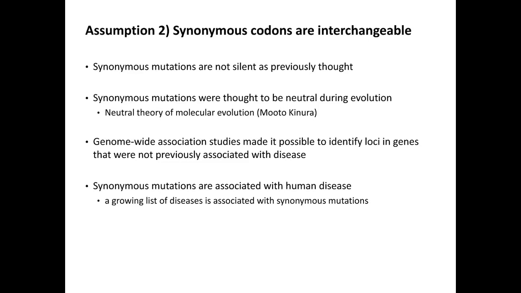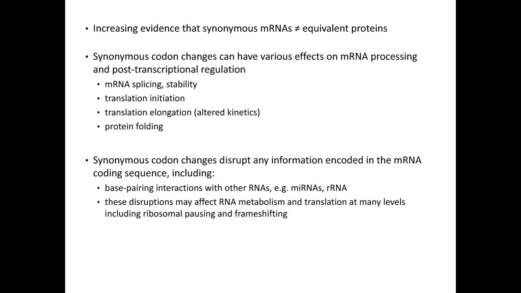But more recently, studies have shown that synonymous mutations are associated with human disease, and there's a growing list of diseases, greater than 50 at this point, that are associated with synonymous mutations. And it's becoming clear that different mRNAs, even though they are encoding the same protein, don't give you the equivalent protein. And the effects can be at multiple different levels. Different changes can affect splicing, stability, how efficiently you initiate translation, elongation kinetics, and this is an important point, protein folding.